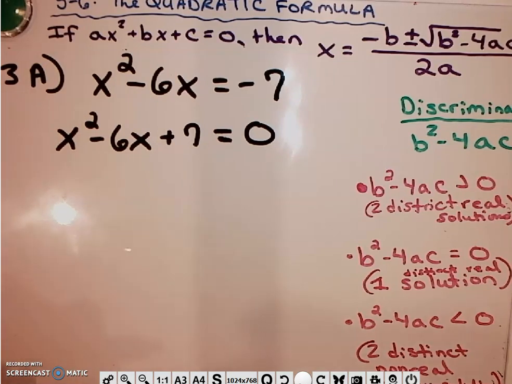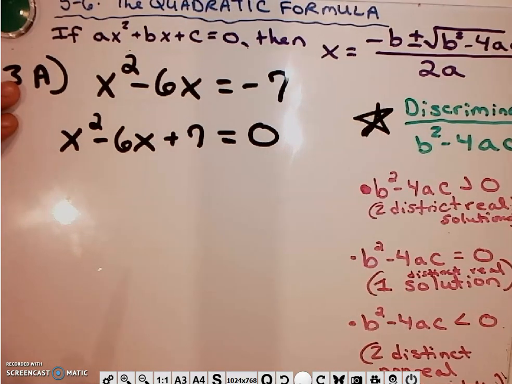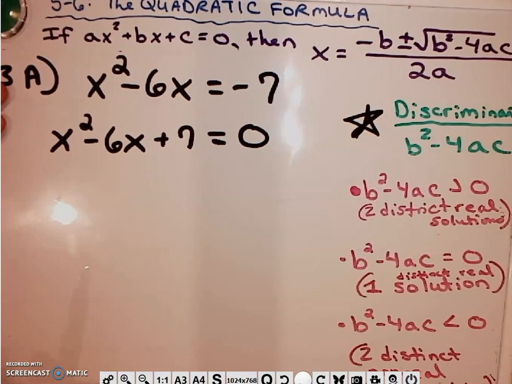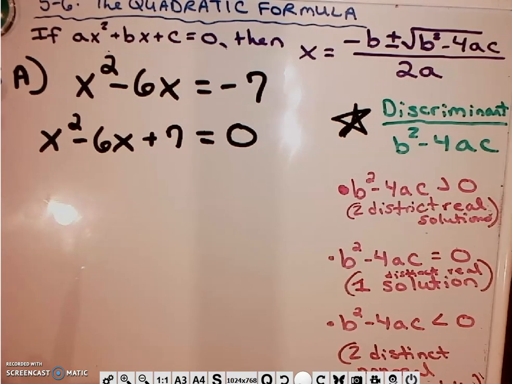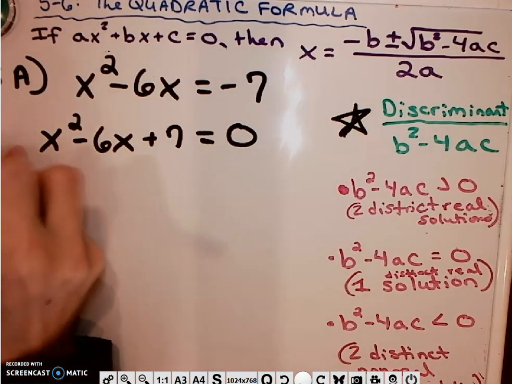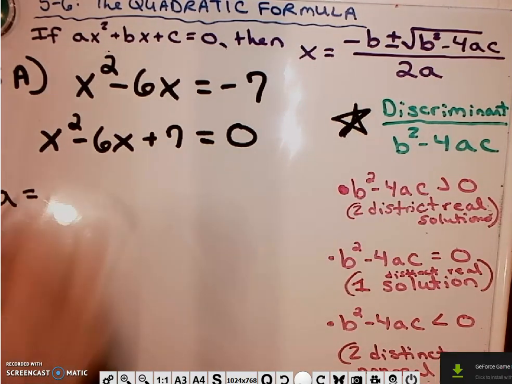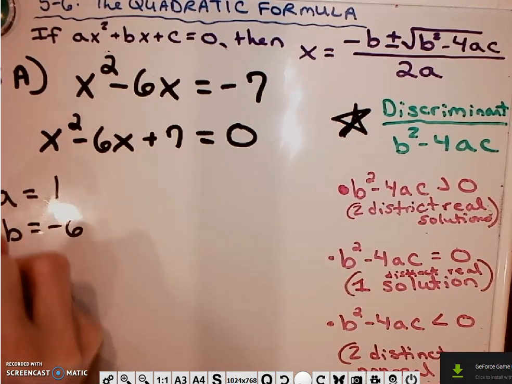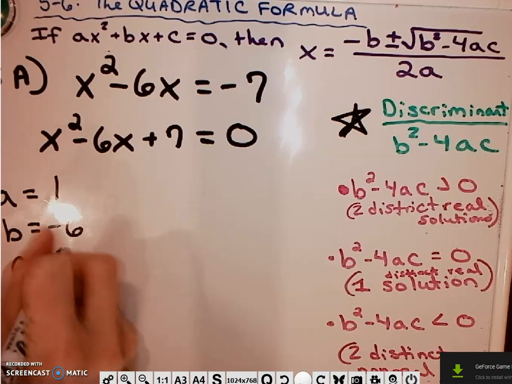Once it's set to standard form, all I have to do to find the discriminant is to identify A, B, and C here. So when I look at this, A equals 1, B equals -6, and C equals 7.